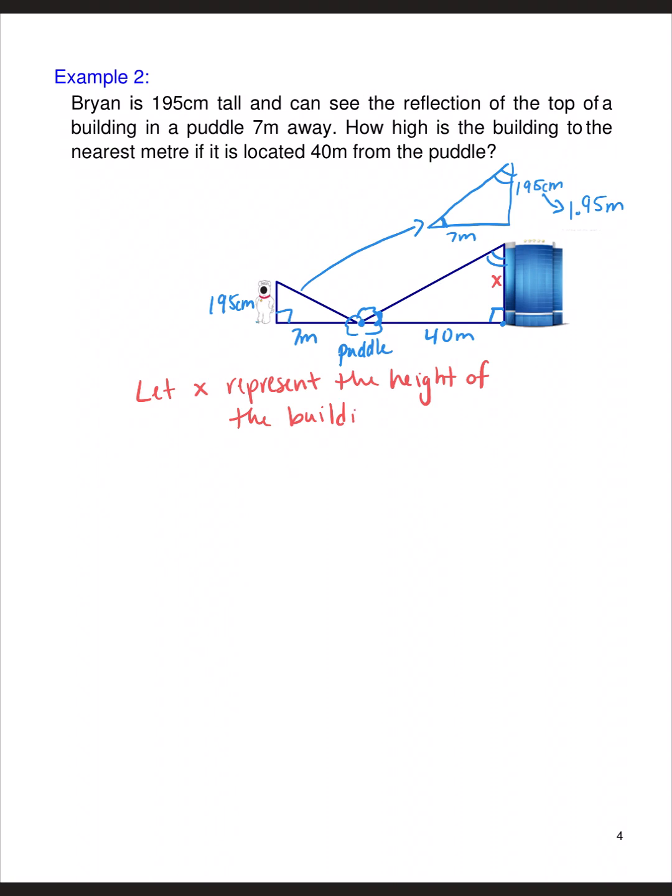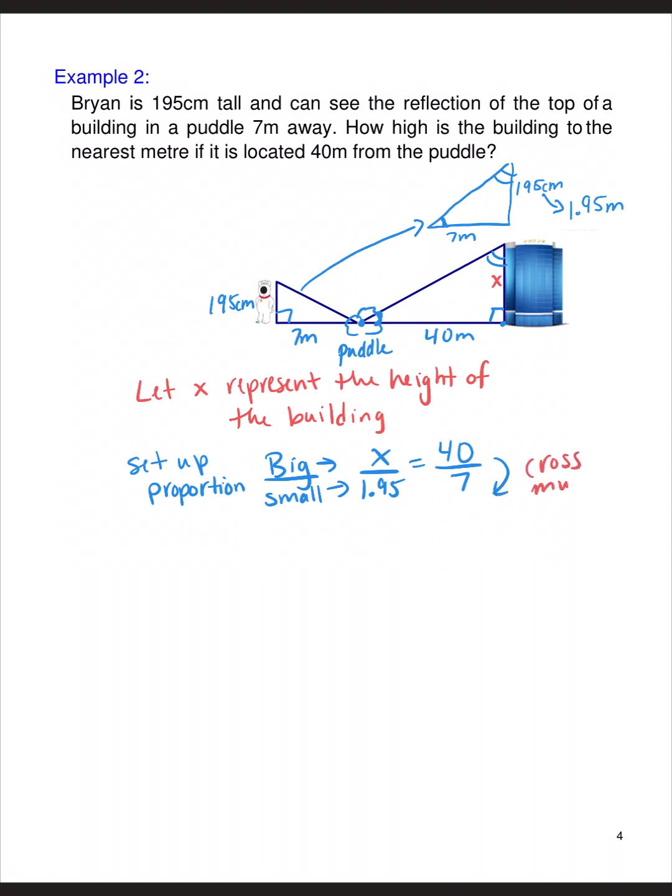So we can write our proportion statement. Let's set up our proportion. Because our unknown comes from our big triangle, let's do our big triangle on top and our small triangle on the bottom. So for our big triangle, we have x for the height of the building over 1.95, because that's the height of Brian that it's similar to. And that's going to equal, again with my big triangle on top, 40 over the corresponding side of 7. We will cross multiply to solve.